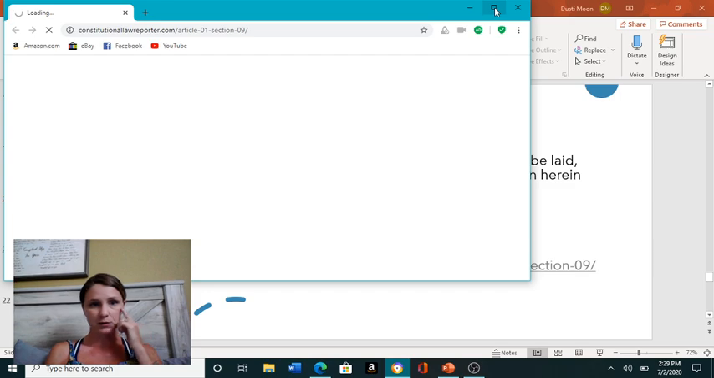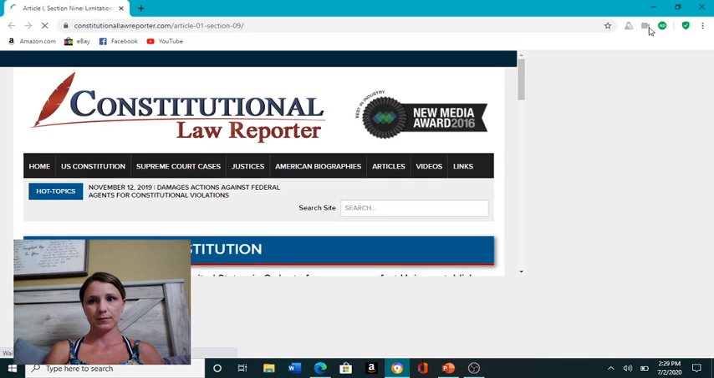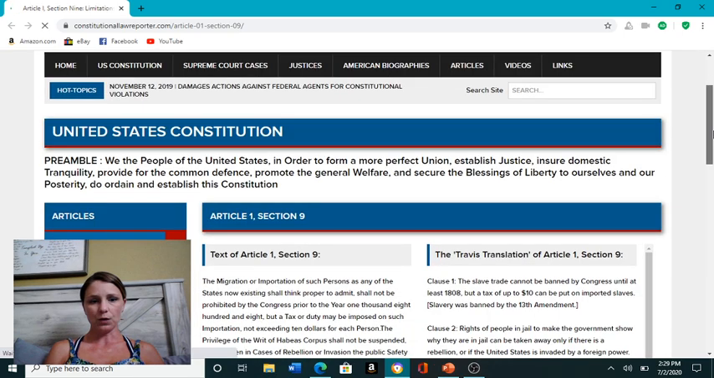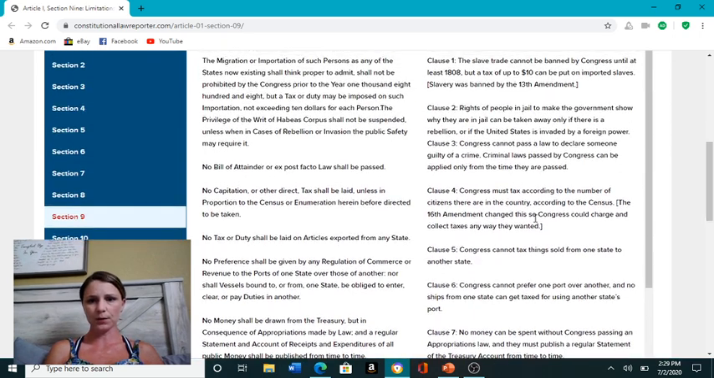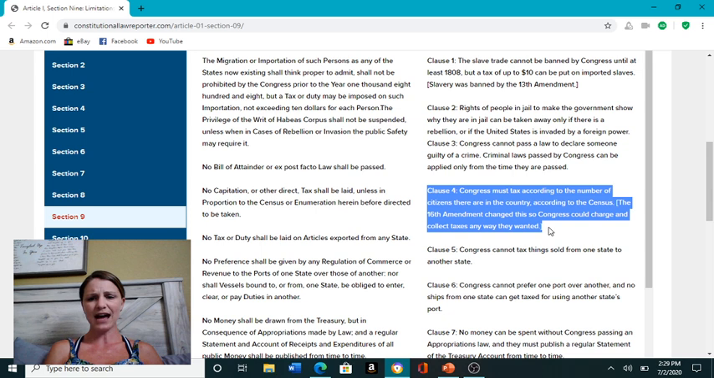And my internet's going to be super slow. Basically, what they say, here it is. If you go down, this is showing Article 1, Section 9, and it's showing all the clauses. And you get to Clause 4. What does it say right here? It says Congress must tax according to the number of citizens there are in the country according to the census. The 16th Amendment changed this so Congress could charge and collect taxes any way they wanted.